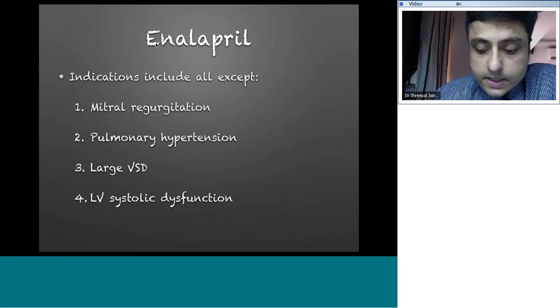Coming to the next set of drugs, the beta blockers. This is the class of drug which is used in the management of all of the following except systolic heart failure, large left to right shunt, cyanotic spells, and supraventricular tachycardia.